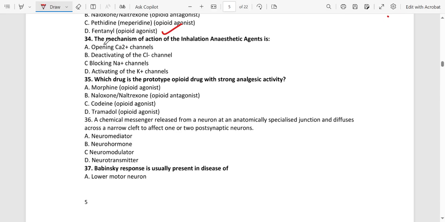34 is saying the mechanism of action of inhalation anesthetic agents is now, inhalation anesthetic agents fall under general anesthetics. So the general anesthetics are divided into the inhalational and the IV ones. The inhalational ones include nitrous oxide, fluorane, isoflurane, you know those. So what is the mechanism of action basically of anesthetics? Opening calcium channels, deactivating chloride channels, blocking sodium channels, activating potassium channels. What do you think is the mechanism?